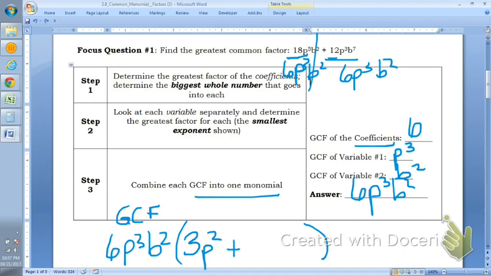Plus, now divide the second term. 12 over 6 reduces to just 2. P to the 3rd over P to the 3rd, those cancel out. B to the 7th over B to the 2nd is B to the 5th. Okay. So we've done actually the first step in what's called factoring, is finding the greatest common factor of a polynomial, and we found its factor pair by dividing. Let's try another one.